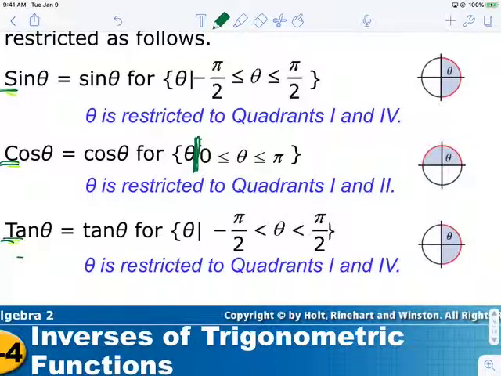But if you take a look, when we do inverse trig, we're going to restrict sine to the, I guess what would you say? That's the eastern hemisphere. If you look at cosine, we restrict the domain to the northern hemisphere. And when we look at tangent, we restrict the domain of tangent to the eastern hemisphere.